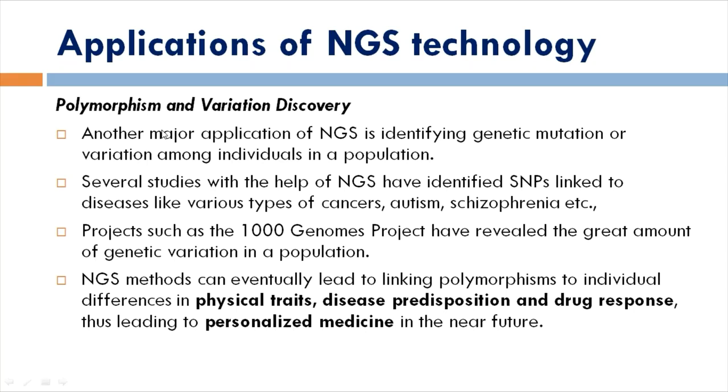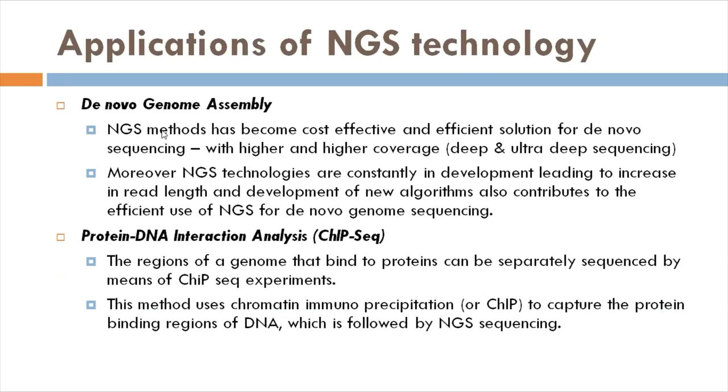Similarly, it's possible to identify polymorphism variations associated with different physical traits, with different diseases. You can talk about disease predisposition in individuals, drug responses, etc. So that will lead us to personalized medicine. Similarly, de novo genome assembly. I have already told you that by means of NGS experiments, it's possible to sequence the genome of an organism for which the genome sequence is not available before. All right, so de novo genome sequencing.